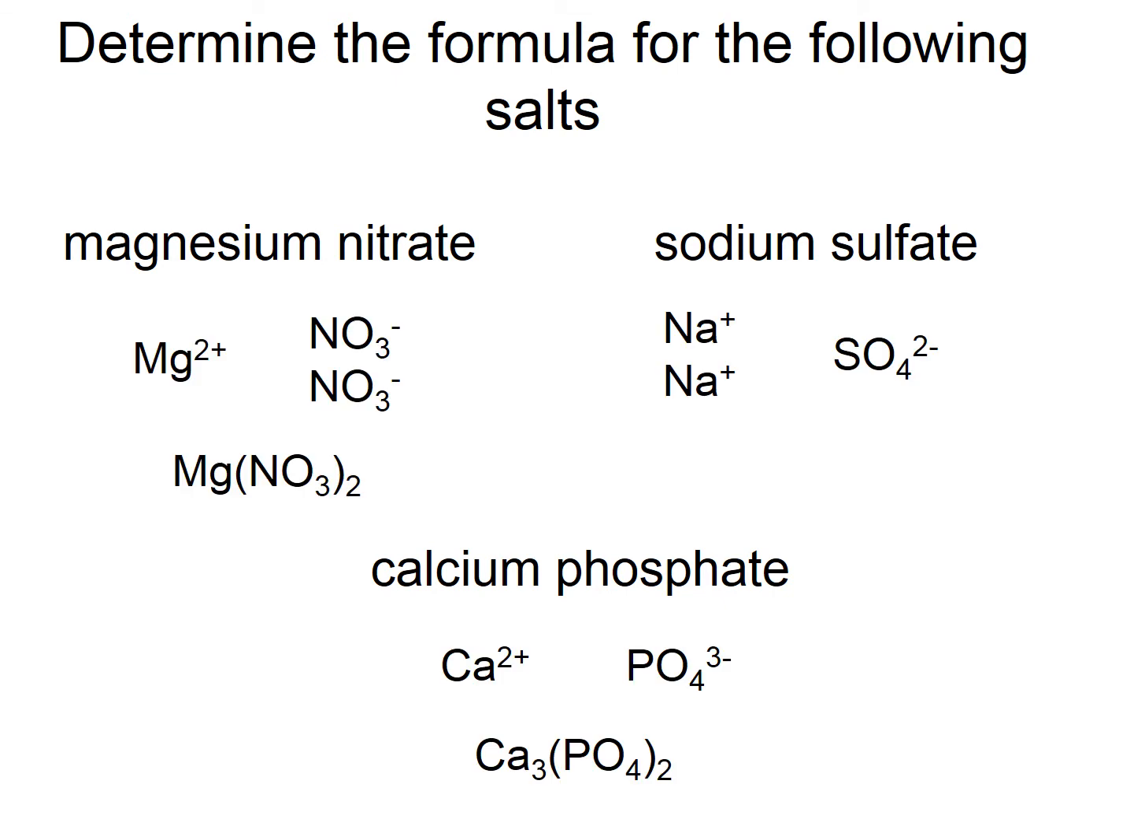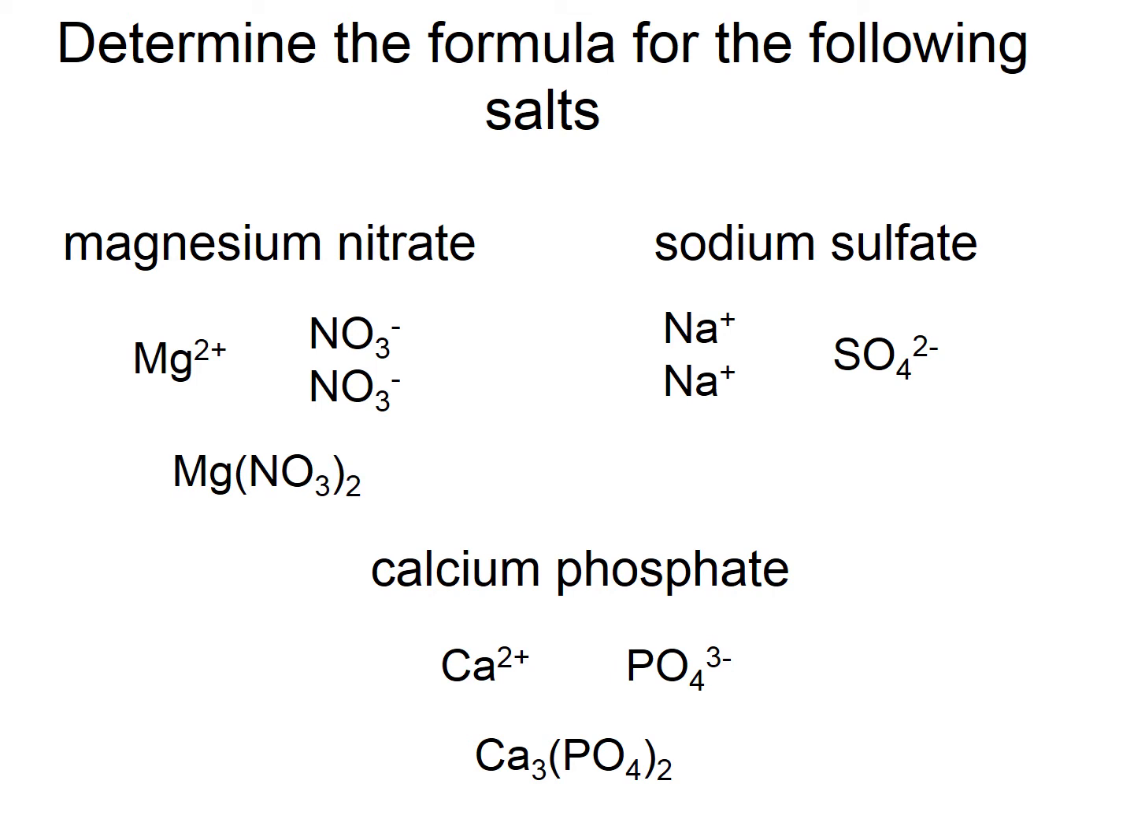Okay. So magnesium nitrate: magnesium ion, we need 2 nitrate ions to counteract the positive charge, so Mg(NO3)2. Sodium sulfate: we're going to need 2 positive 1 ions to balance the negative 2 on the sulfate, so it's just Na2SO4. Now, because there's 1 polyatomic ion, we don't need the brackets. If you include them, I'm not going to count it wrong, but we don't need them.